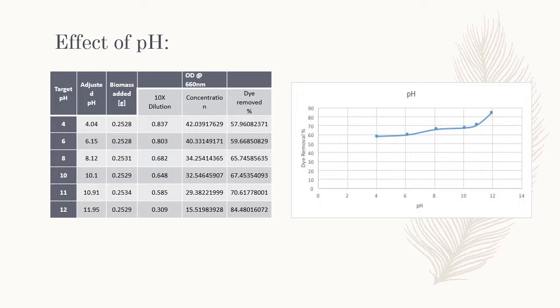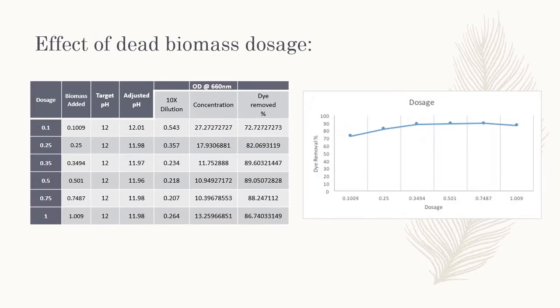Now speaking about the effect of pH, it was determined by setting a range and adding biomass to the diluted methylene blue solution, and these readings were taken using a spectrophotometer. The pH giving the most amount of dye removal was considered. In this case, it was pH 12 giving a dye removal of 84.48%.